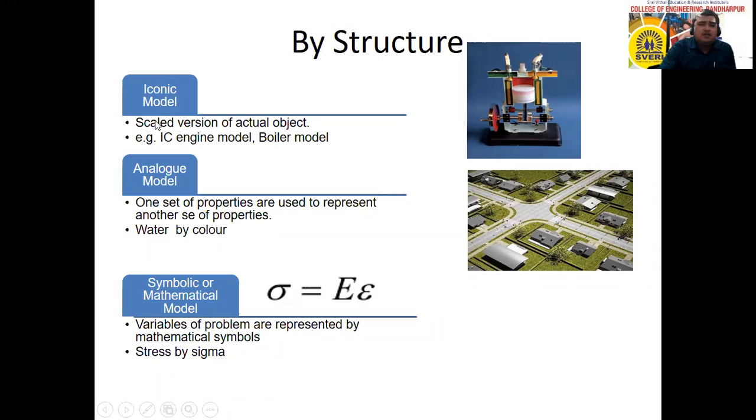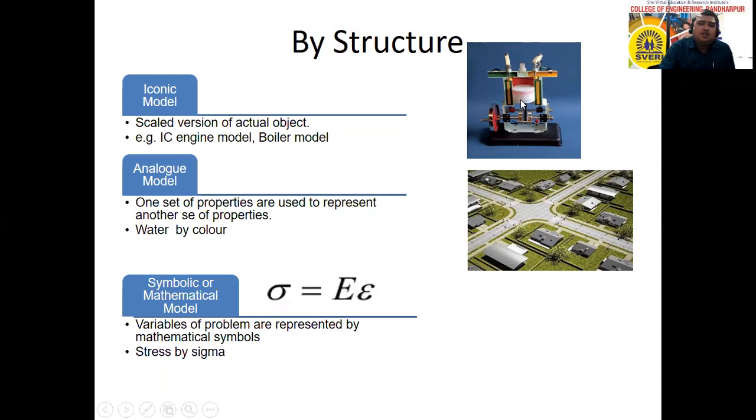So what is that? That is the scaled version of an actual object. Whatever the actual object is, it is of large size, so for the same object we need to prepare a smaller scale version. Like here it is written: IC engine model, boiler model, etc. So this is the cut section of a piston and cylinder arrangement.